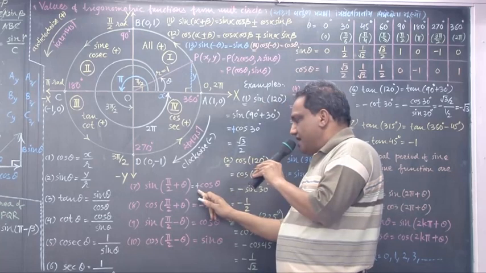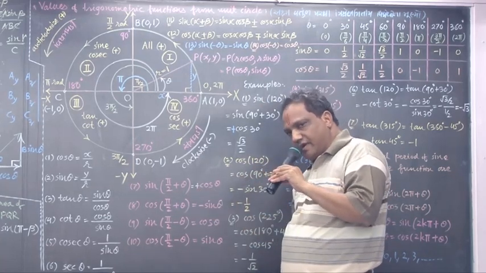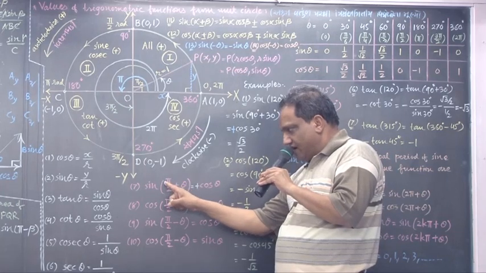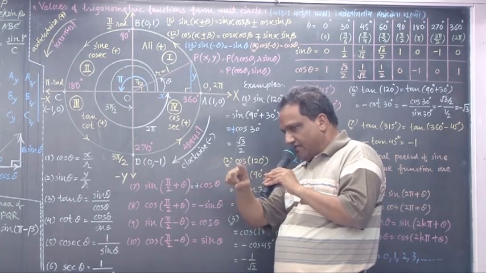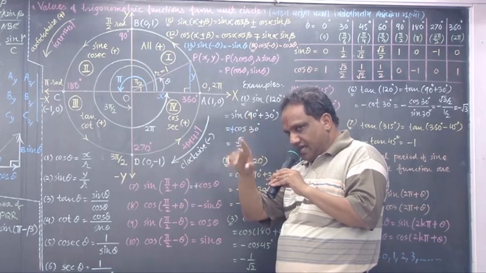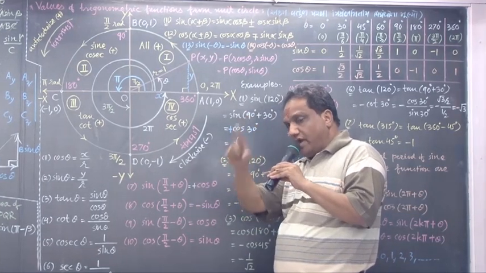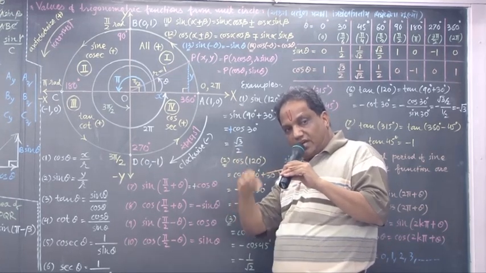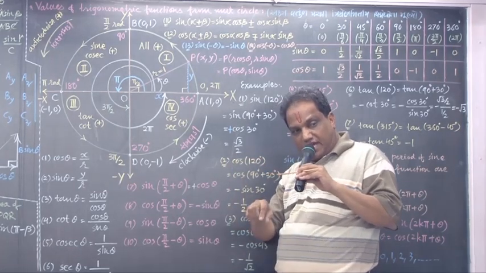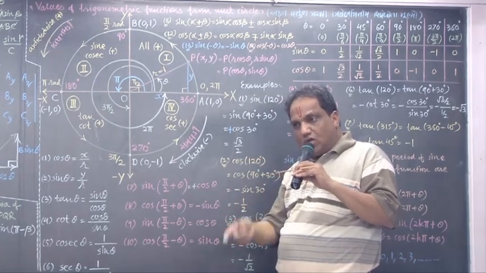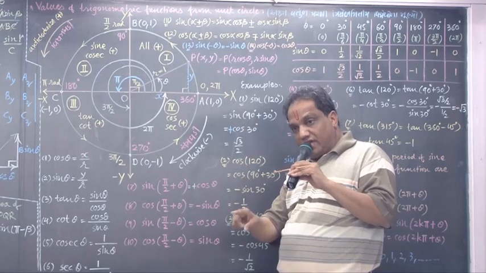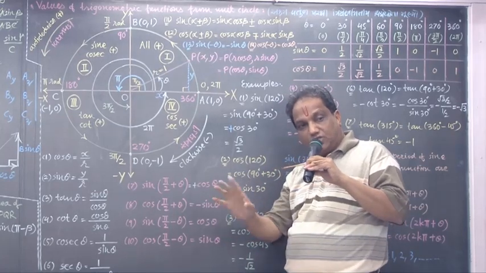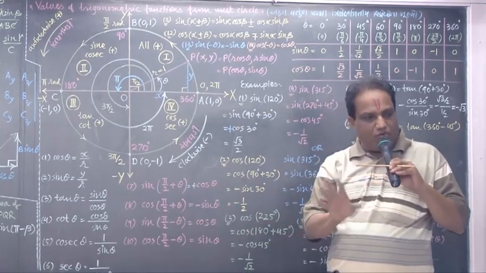Remember, if the coefficient of pi by 2 is 1, 3, 5, 7, 9, 11, in short an odd number, then sine should be converted into cos, cos should be converted into sine, tan should be converted into cot, and cot into tan. Sec should be converted into cosec, and cosec into sec, but cosec and sec we don't require.